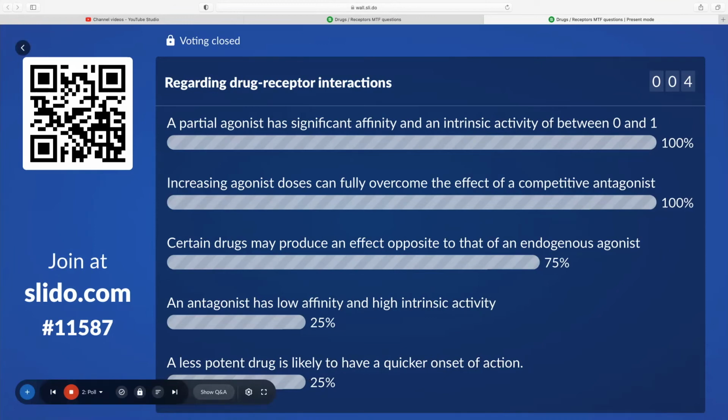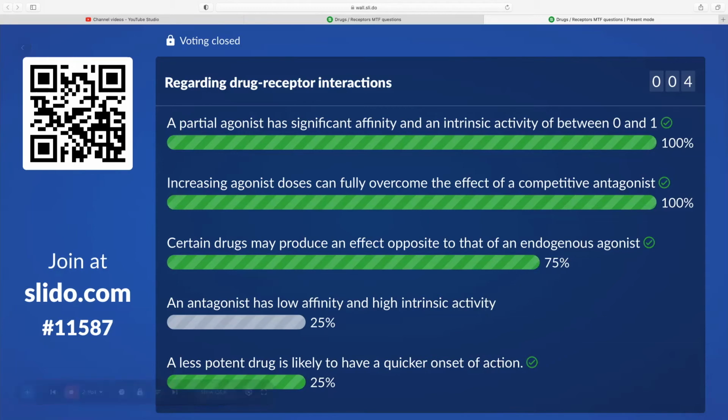Okay, so regarding drug receptor interactions, a partial agonist has significant affinity and an intrinsic activity of between 0 and 1. That is the definition of a partial agonist, so it doesn't produce a maximal response from the receptor. So what effect will a partial agonist have when it's given? If it's given alone, it will have an agonist effect, but just submaximal.